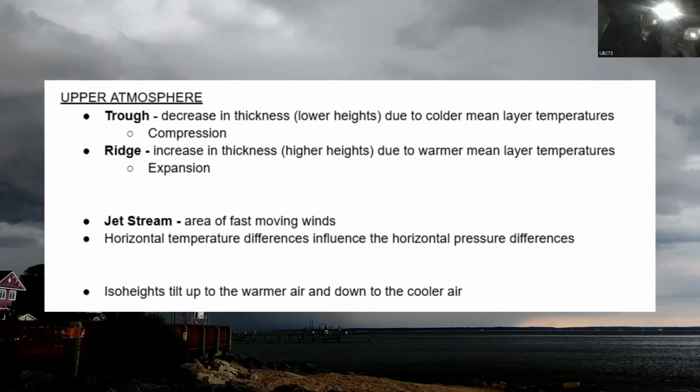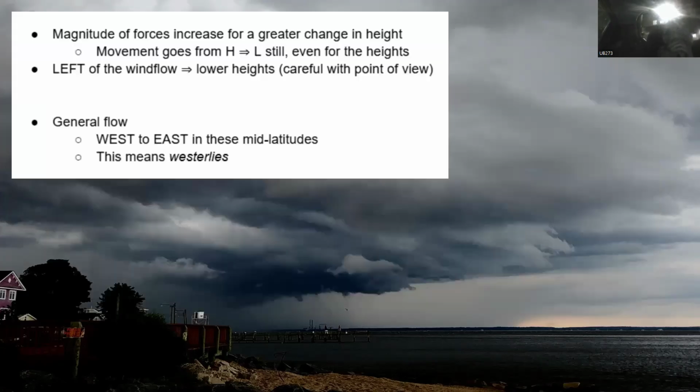Horizontal temperature differences are going to influence the horizontal pressure differences. We'll talk more about that later. So the magnitude of the forces that we have is going to increase for a greater change in height. The movement is still going to go from high to low. It doesn't matter that we're not talking about pressures now. We're talking about heights, but still high to low is going to be what happens. And the left of the wind flow is going to be where there's lower heights. Just be careful of your point of view. You have to think about what direction the wind is going, and it's the left of that, not just the left of the way you're looking at the map.